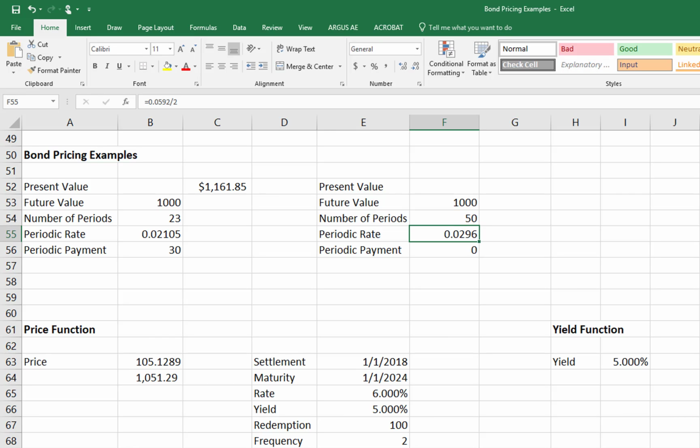The interest rate is 5.92. We're going to divide that by 2 to get a periodic rate. There's no periodic payment, no coupon payments. And then the future value is $1,000. So if we solve for the present value, and I'm just going to actually copy that formula over here, we get $232.58 as our price.